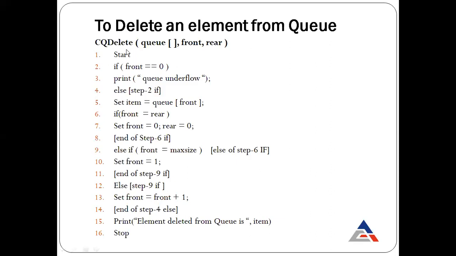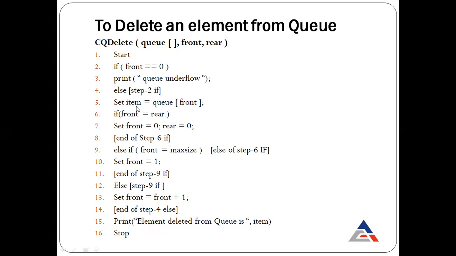I started my algorithm with start. If front equal to 0, it means nothing is there in my queue. My queue is empty. In fact, my circular queue is empty. If I want to perform some operation, then I will get a message that you cannot delete an element. You will get underflow. So set item is equal to front of queue. So whatever element in the front will be saved in the item variable.